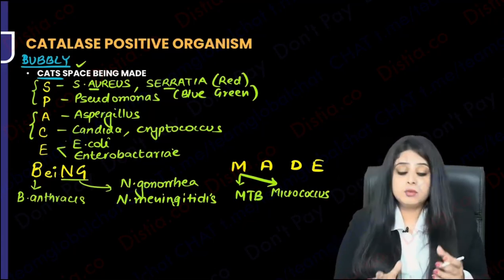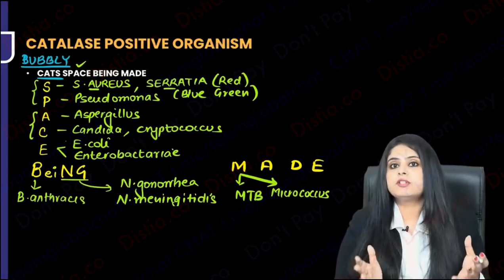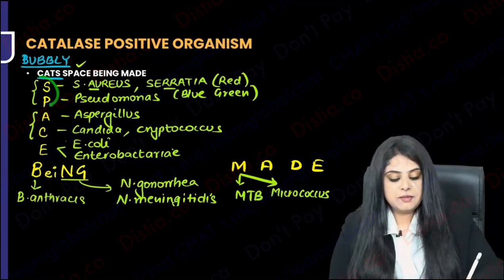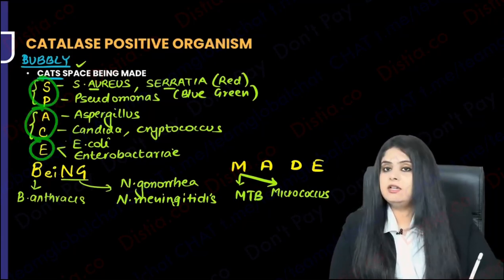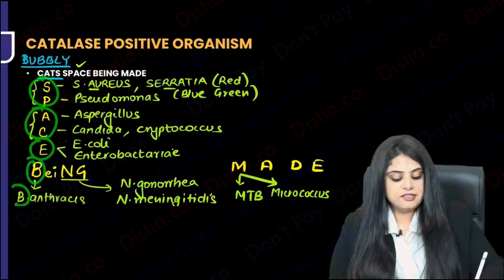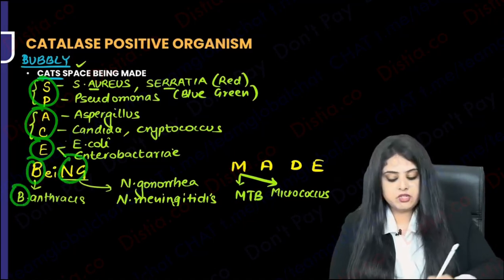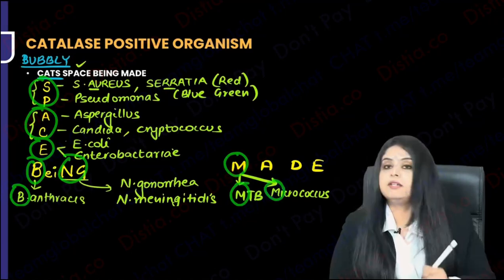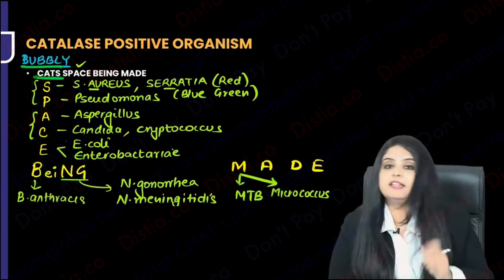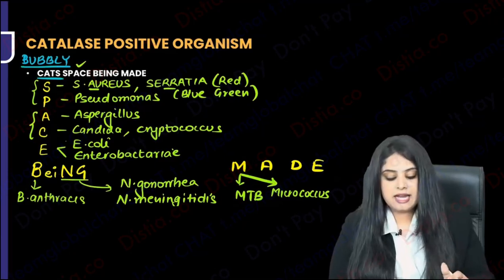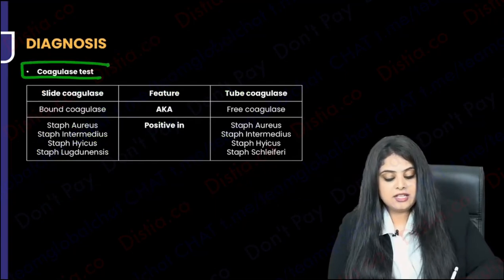I know it's a lengthy mnemonic, but it solves so many problems for the rest of bacteriology. So first the pigmented ones, then the fungal ones, then E. coli Enterobacteriaceae, Bacillus anthracis, Neisseria gonorrhoeae and meningitidis, Mycobacterium TB, and Micrococcus. All of these are bubbly cats. They are catalase positive. Okay, so catalase done. What are we left with? We are left with the next enzyme, and that is the coagulase test.